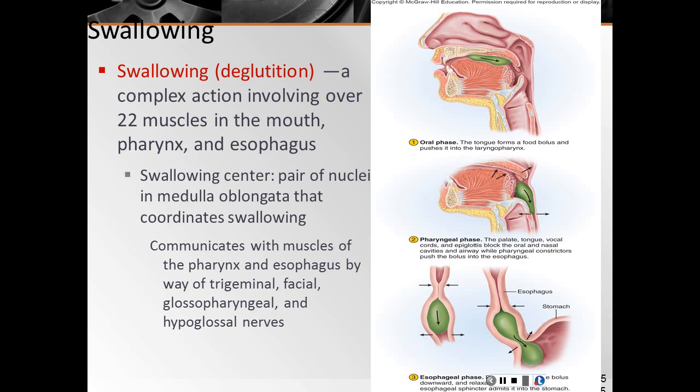Now the swallowing center, which is a pair of nuclei, is going to communicate with these muscles of the pharynx and the esophagus through the trigeminal, facial, and two other nerves. Oh, the glossopharyngeal nerve and the hypoglossal nerves. So they're going to communicate to help with getting the muscles to react and getting the food swallowed.